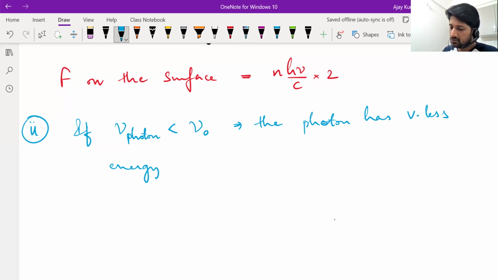Okay, so if the photon's frequency is less than the threshold frequency, or you can also say it like this, if the energy of the photon is less than the work function of the metal surface, the electron does not accept that photon. Okay.